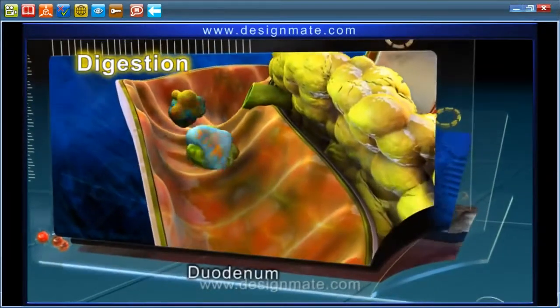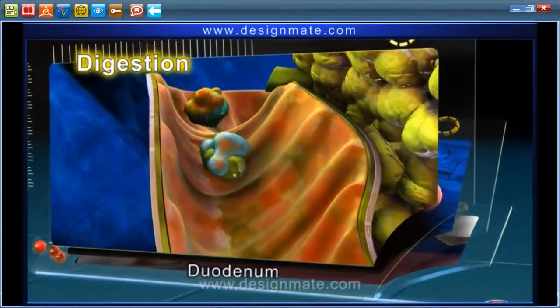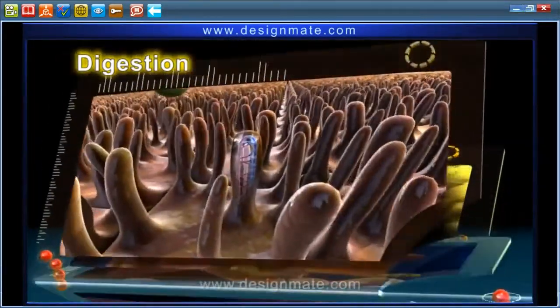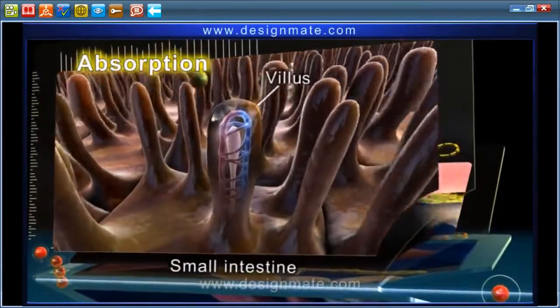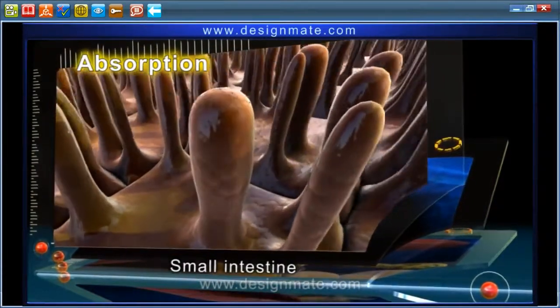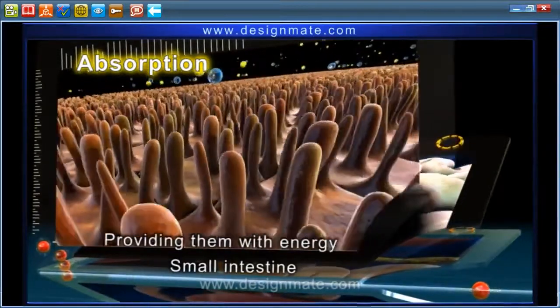Then, in the duodenum, the enzymes act on these particles and further break them into simpler particles, which now can be absorbed by the villi in the small intestine. This food is transported to the various parts of the body, providing them with energy.